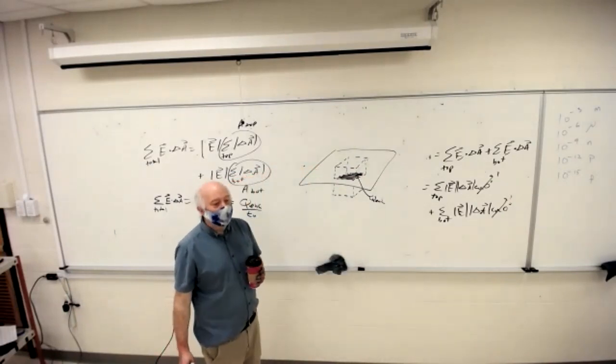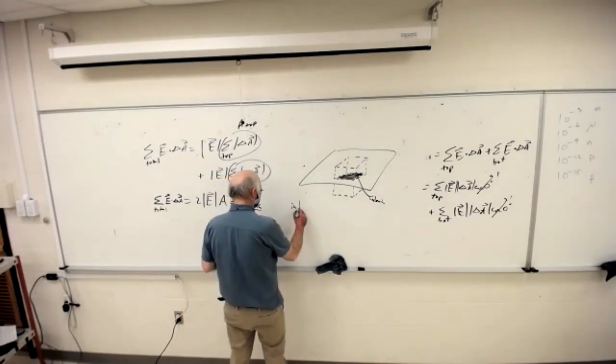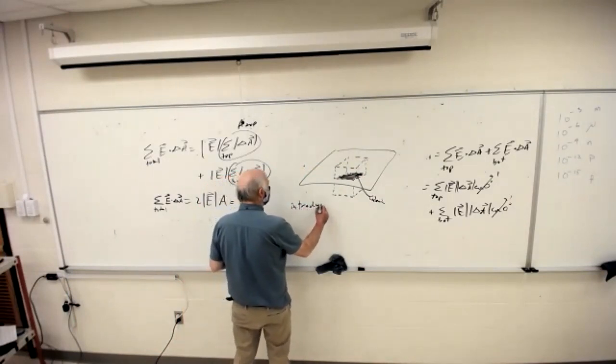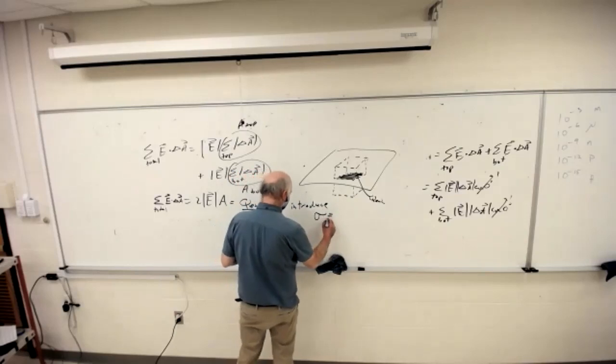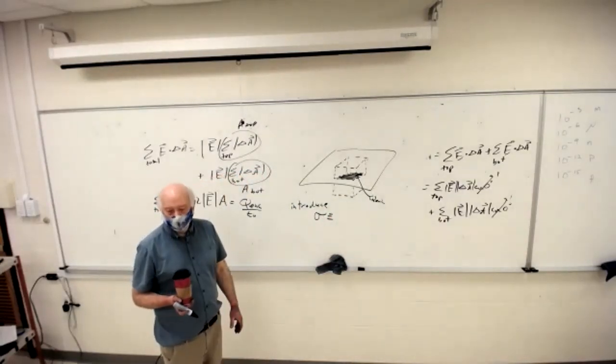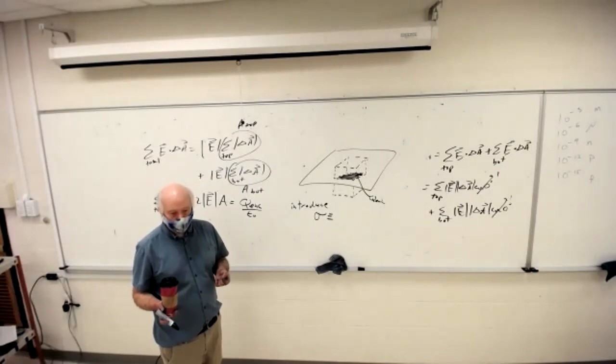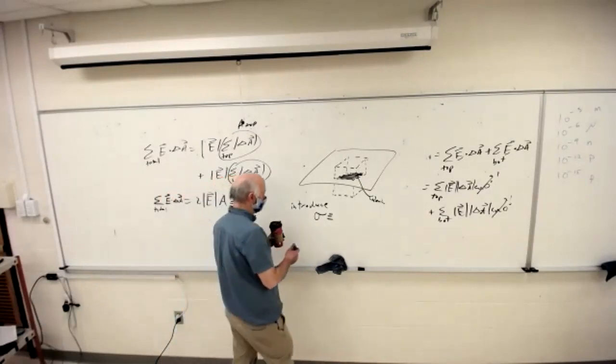Okay. So we're going to introduce a new variable, sigma. What do you think sigma is going to be by definition? Rho is charge per volume. Lambda is charge per length. This is going to be charge per area.